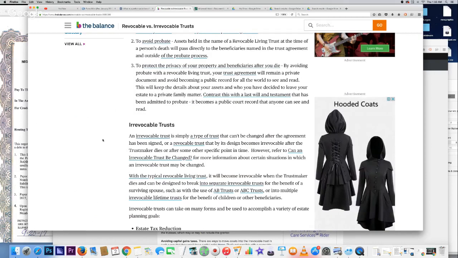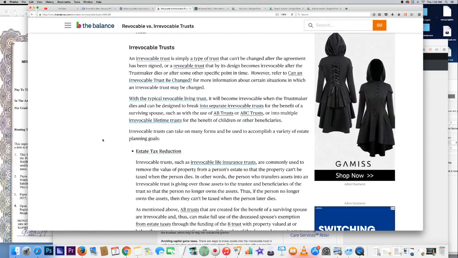Irrevocable trust. An irrevocable trust is simply a type of trust that can't be changed after the agreement has been signed, or a revocable trust that by its design becomes an irrevocable trust after the trust maker dies or after some other specific point in time. Can a revocable trust be changed? Can an irrevocable trust be changed? For more information about certain situations in which an irrevocable trust can be changed, no, skip that.